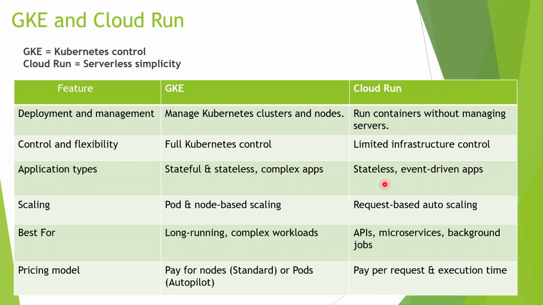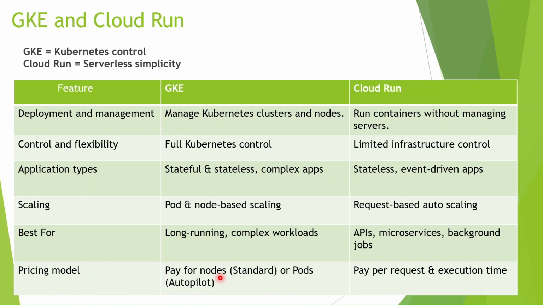If your application needs a database, then on Cloud Run it is not suitable; you can use GKE, that is helpful. Scaling: in GKE you can scale based on pod or node. In Cloud Run you can scale based on requests. If more requests come, more containers will be created. GKE is best for long-running complex workloads. Cloud Run is for API microservices and any background job you want to run.